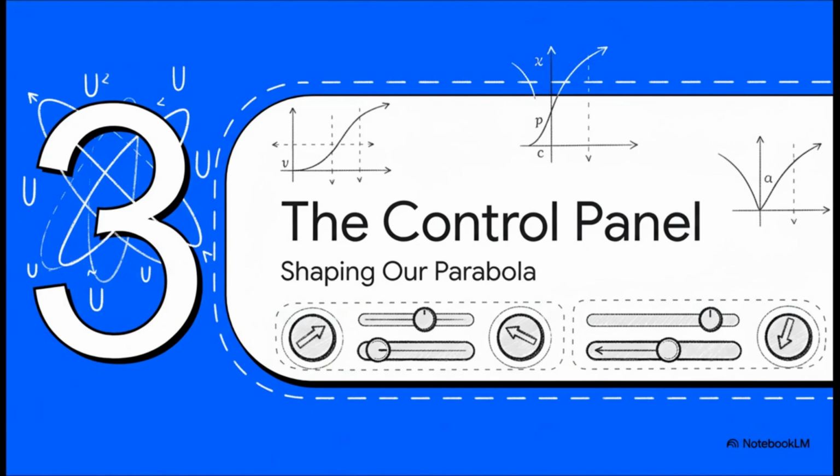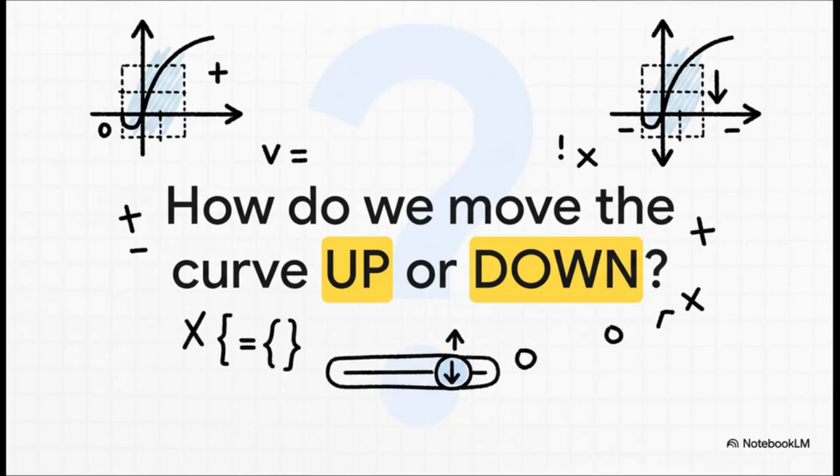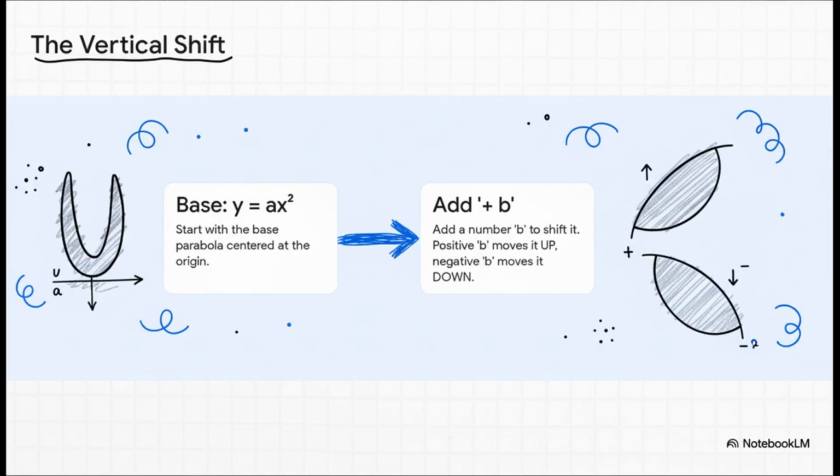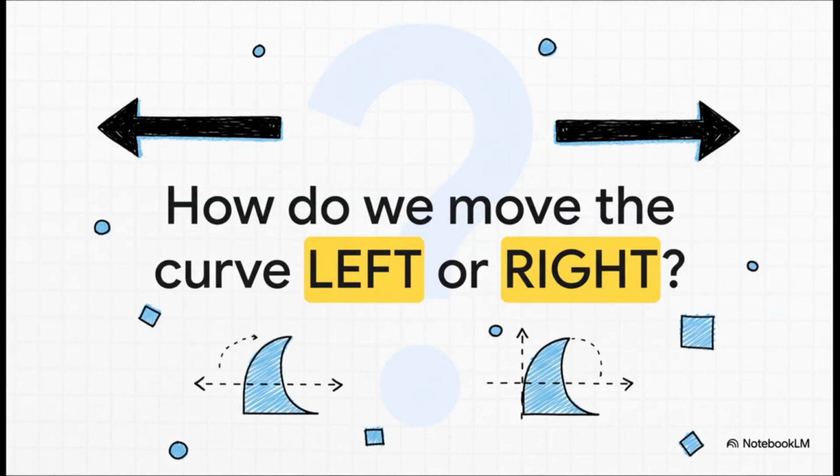Okay, we've got our basic U shape. We know how to stretch it and flip it. Now it's time to head over to the control panel and figure out how to move this thing around. We're going to see how the formula lets us place it anywhere we want on the map. First things first, the simplest move. How do we just slide the curve up or down? You're going to love how easy this is. All you do is take your formula and just add a number right at the end. That's it. If you add a positive number, the whole thing scoots up. Add a negative number, it slides down. Couldn't be easier.